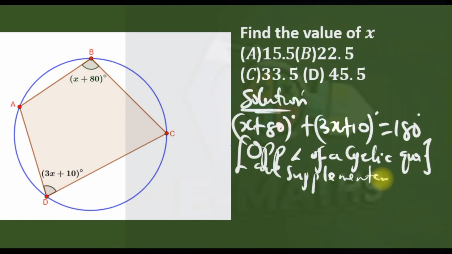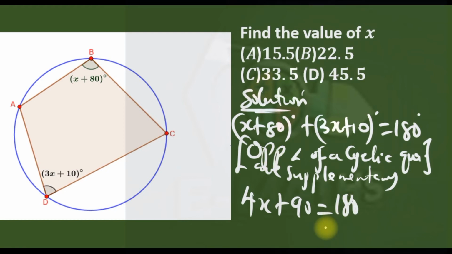So we simplify. x plus x is 4x. 80 plus 10 is 90. Moving the degrees over, 180 minus 90 is 90, so 4x equals 90. Therefore, our x is 90 over 4, which is 45 over 2, which is 22.5. So the answer is B. So that's for the first theorem.